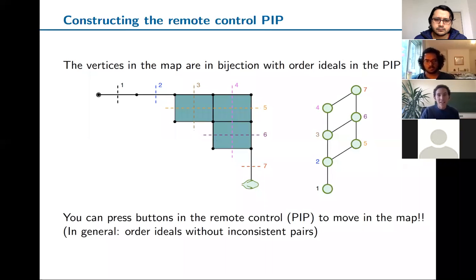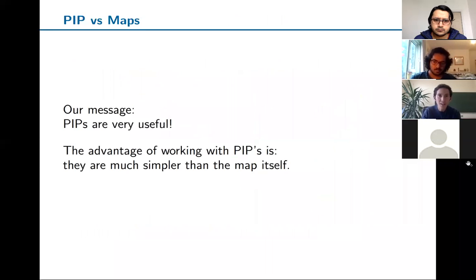Okay. In general, there are some cases where you can cross a hyperplane, and if you cross, let's say, hyperplane 3, you cannot cross hyperplane 5 anymore. So there are some inconsistent pairs. So in general, you have order ideals without inconsistent pairs. Okay. So now the message is that the PIP is very useful. And the advantage of working with this PIP or remote control is that they are much simpler than the map itself.